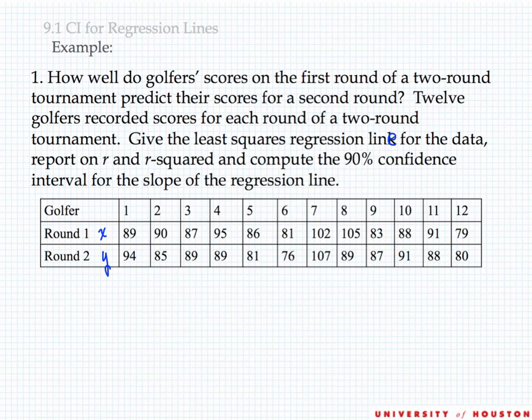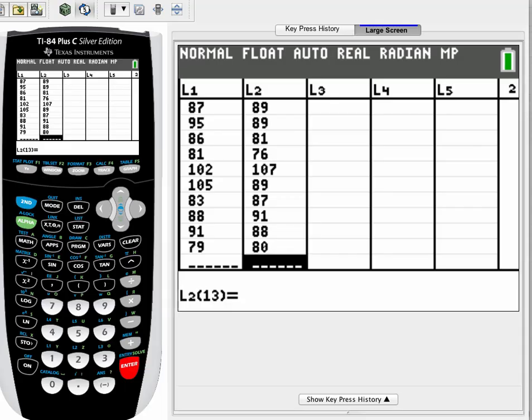So we're going to begin by entering our x and y data into L1 and L2 in our calculator. Remember, we're going to go stat edit, and we enter those data. So L1 is my x values, L2 represents my y values. Now first, let's get our least squares regression line, our r and our r squared.